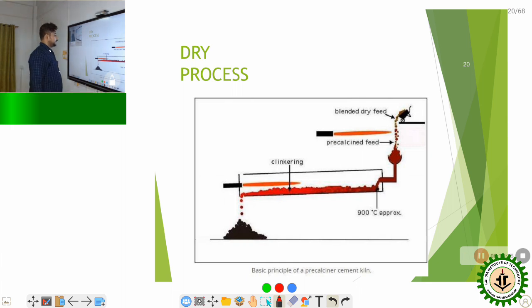This is the diagram. This is a blended dry feed, and that is a blended slurry. That's the difference between the wet process and the dry process. Please remember it. Clinkering happens at approximately 900 degrees centigrade, and these are the clinkers. This clinker will be ground into powder form, and we pack it and sell it.